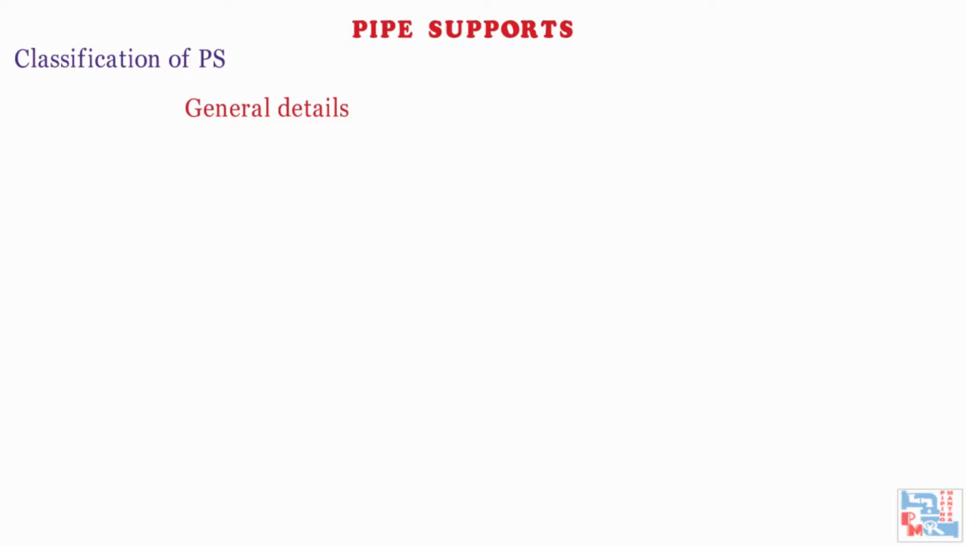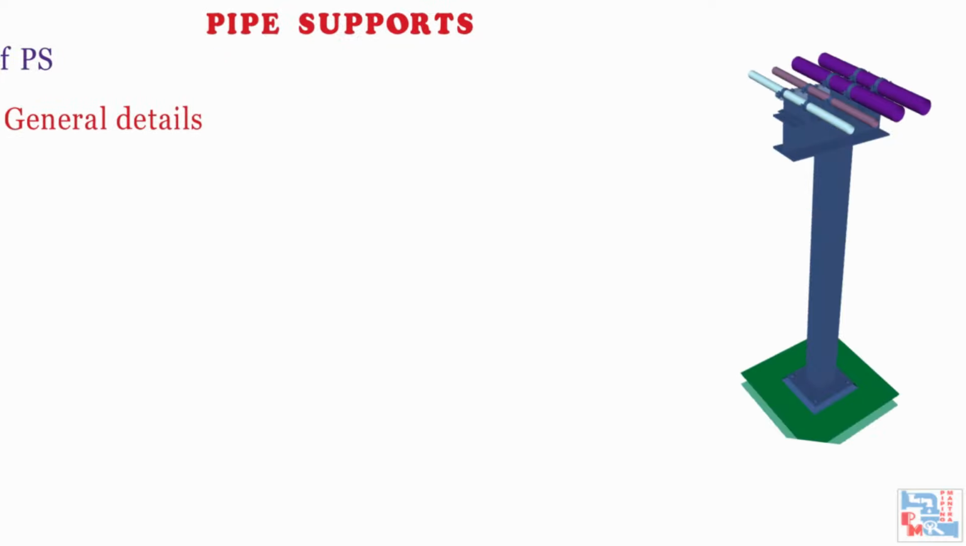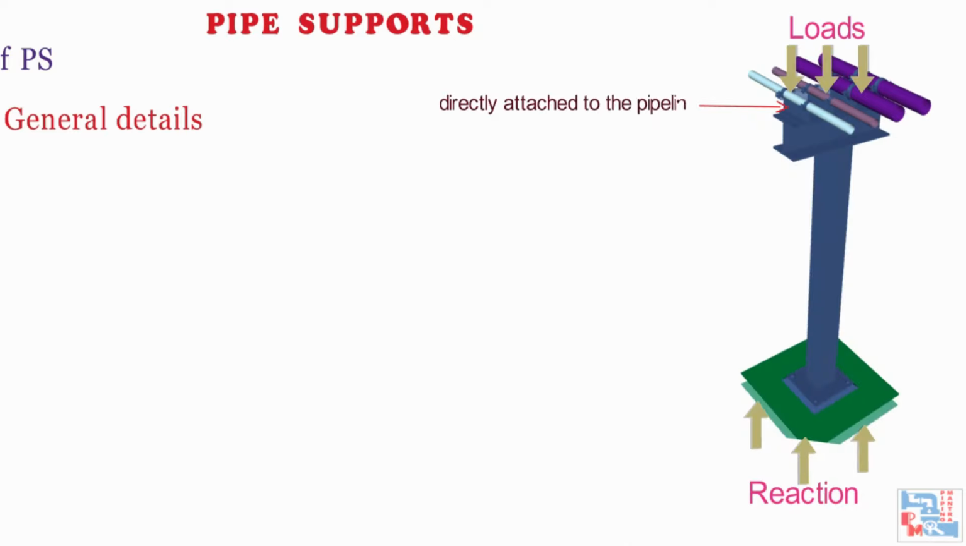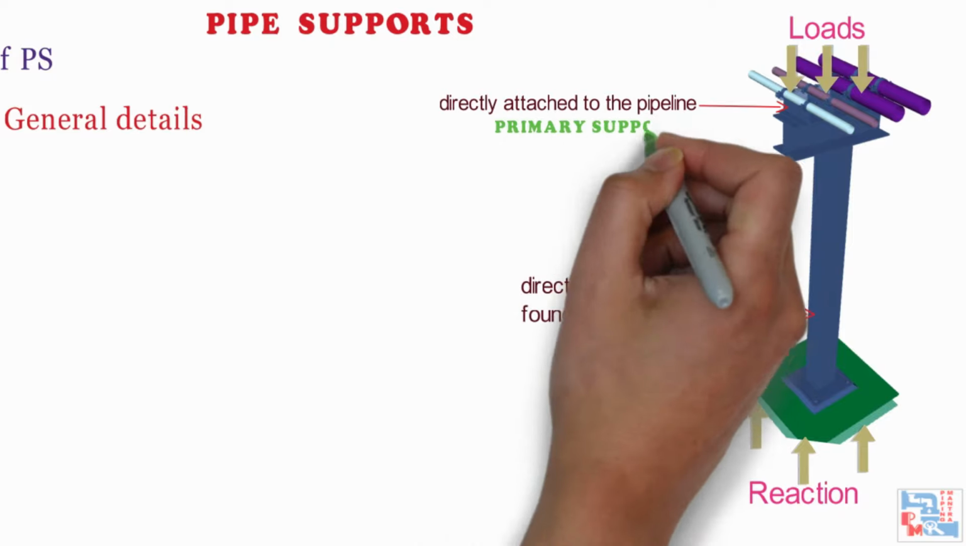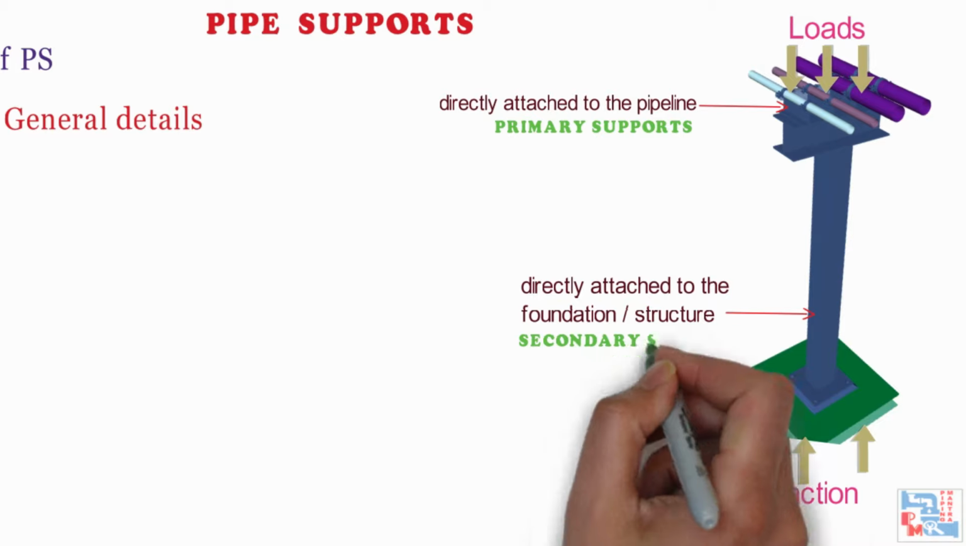A pipeline needs to be supported from a foundation or a structure. The piping loads will be acting on these foundations or structures. Since these are built on ground, they will exert an equal and opposite reaction while supporting the pipe. In a pipe support, there will be some part of support arrangement which is directly attached to the pipeline, and there will be some other parts which shall be directly attached to the foundation or structure supporting the pipe. As per this general detail, the support is classified as primary support and secondary supports.